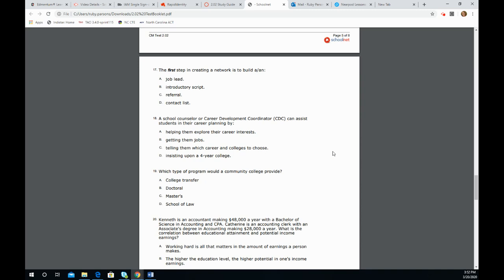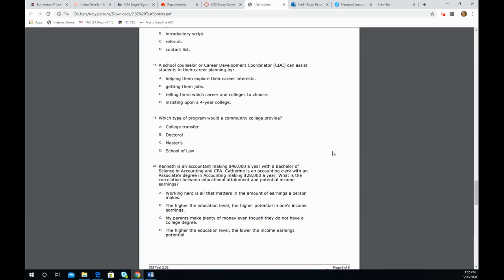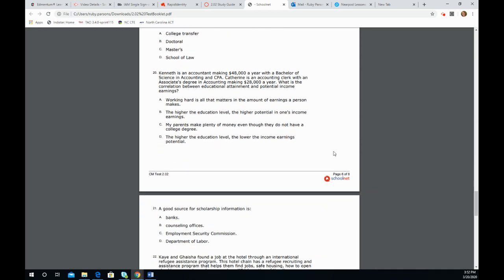Number 19, which type of program would a community college provide? A, college transfer, B, doctoral, C, master's, or D, school of law? Well, if you think about this, as we were talking about community colleges last week, you would know that the community colleges offer those transfer programs into other colleges because you can go there for 2 years and save a lot of money. So 19 is A.